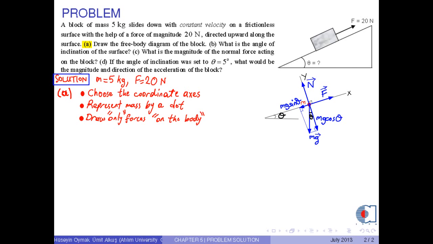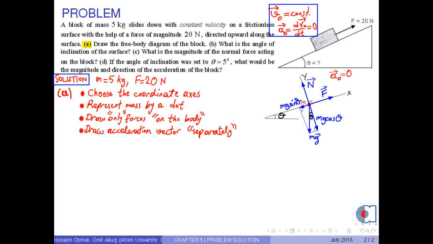As the final step of drawing the free body diagram, we draw the acceleration vector separately from the body. Here, since the block has a constant velocity, we say that it has zero acceleration. Okay, that's all about the free body diagram. B. What is the angle of inclination of the surface?